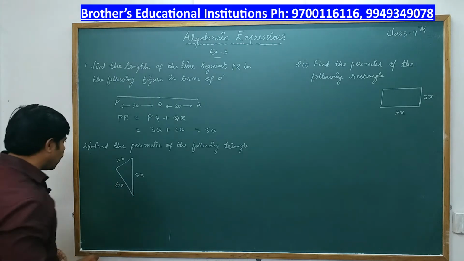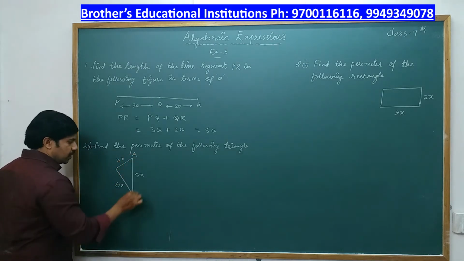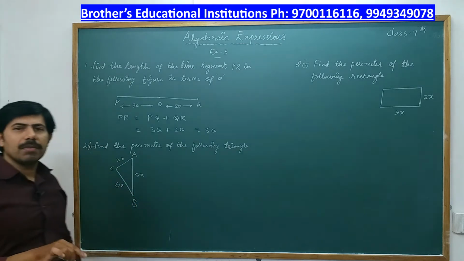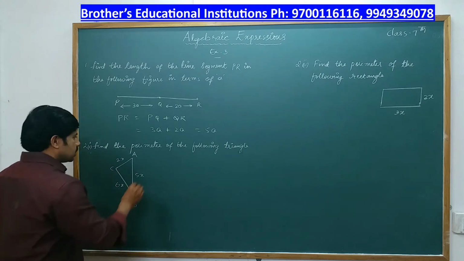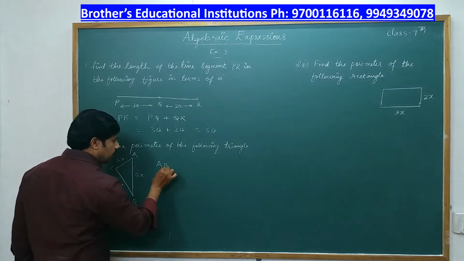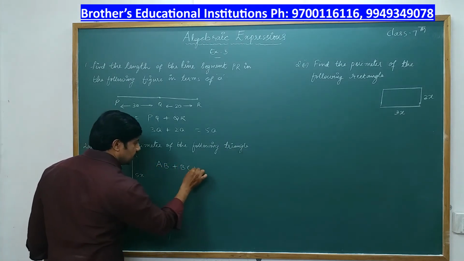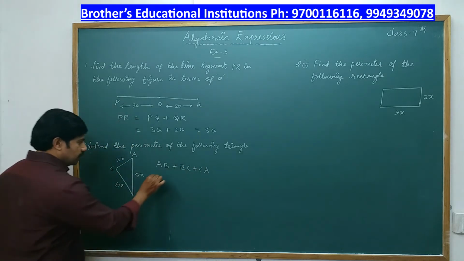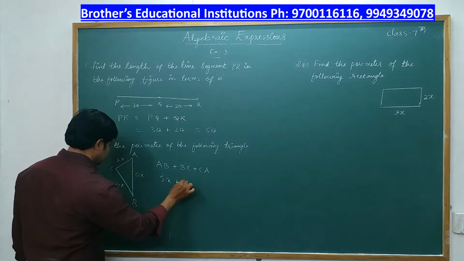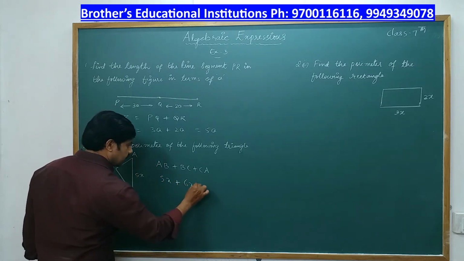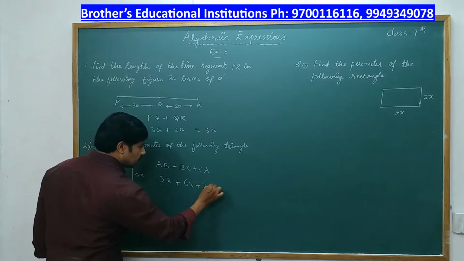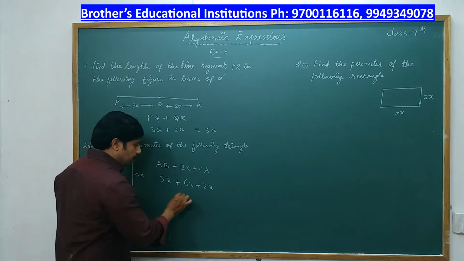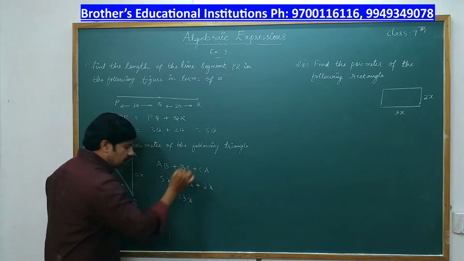Then the next, find the perimeter of the following triangle. Okay. So just I mentioned this triangle vertices as ABC. Perimeter means it is the sum of all the sides. So that is AB plus BC plus CA. So what is AB? 5x, BC 6x, CA it is 2x. So 5 plus 6 is 11, 11 plus 2 is 13x.